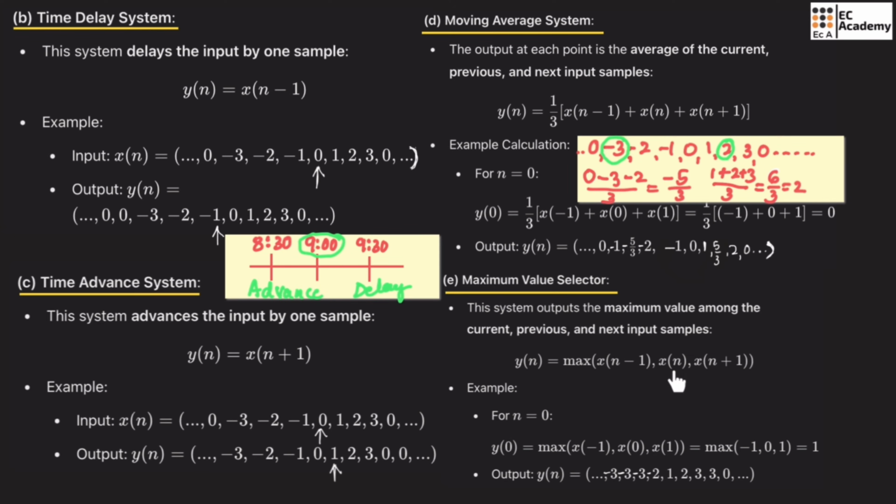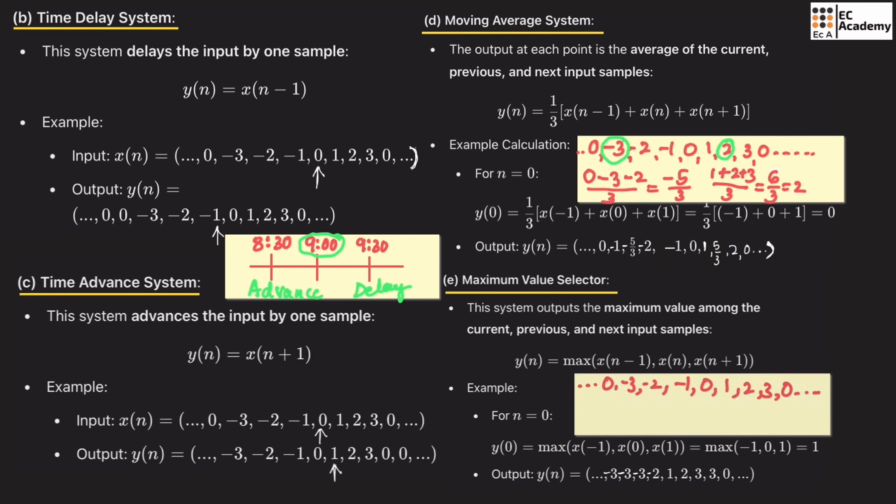So we will take the present value of input, previous value of input and next value of input, and we will find the maximum value amongst these values and we will replace the value. Now if we consider the input sequence and if we want to replace -3 with the maximum value, in that case we will consider 0, -3 and -2, and the maximum value is -3. So that's why we will replace this position with -3.